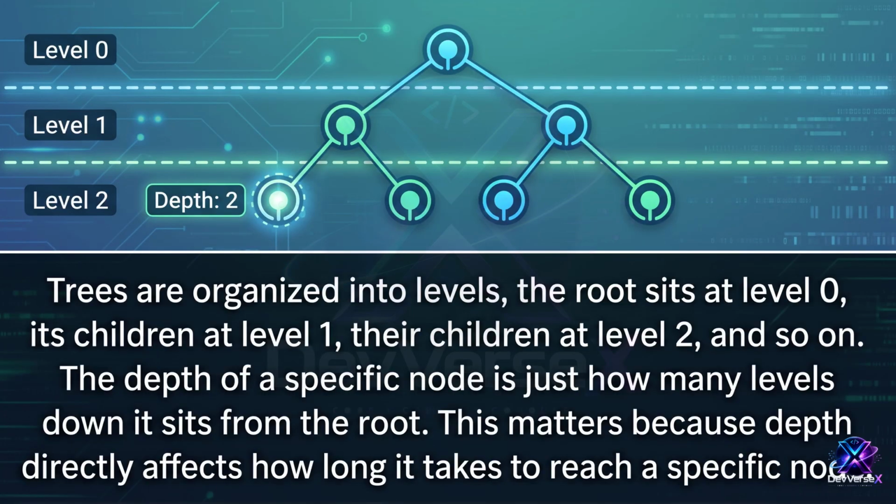Trees are organized into levels. The root sits at level 0, its children at level 1, their children at level 2, and so on. The depth of a specific node is just how many levels down it sits from the root. This matters because depth directly affects how long it takes to reach a specific node.